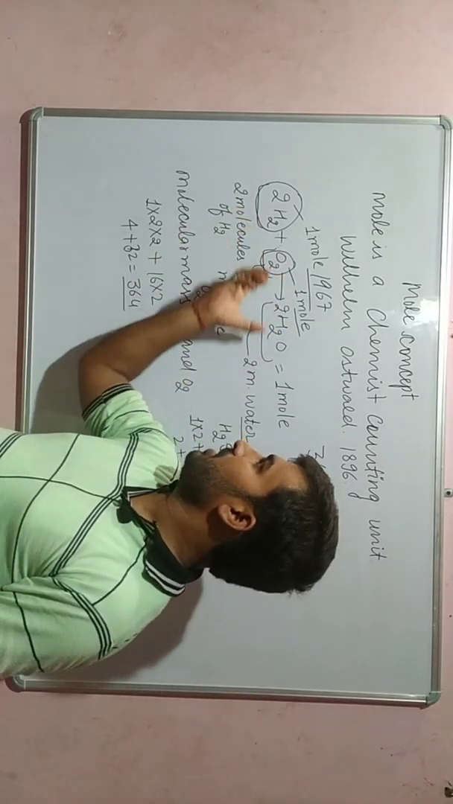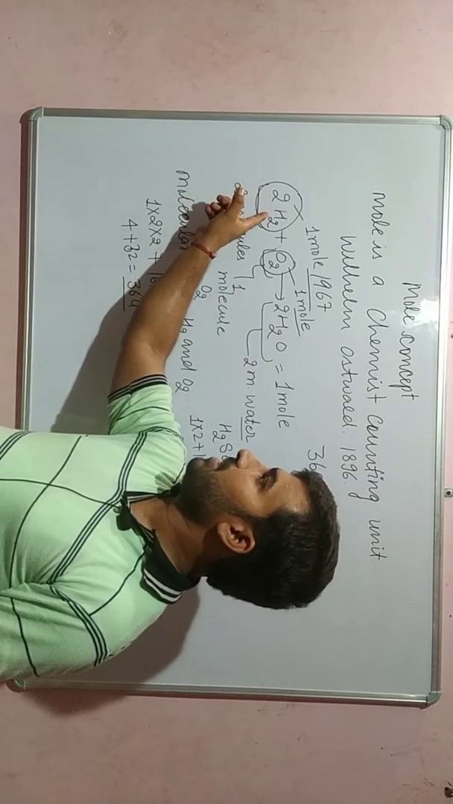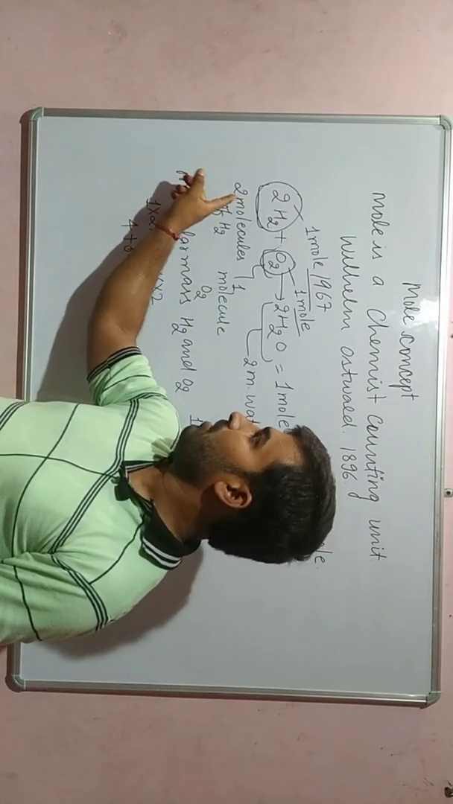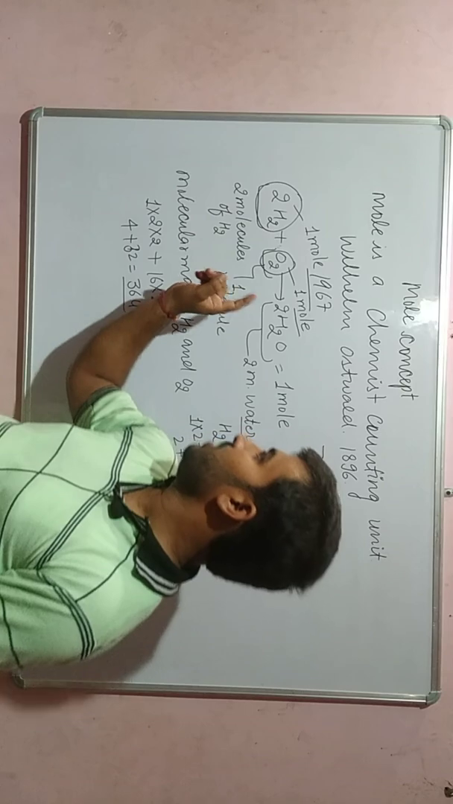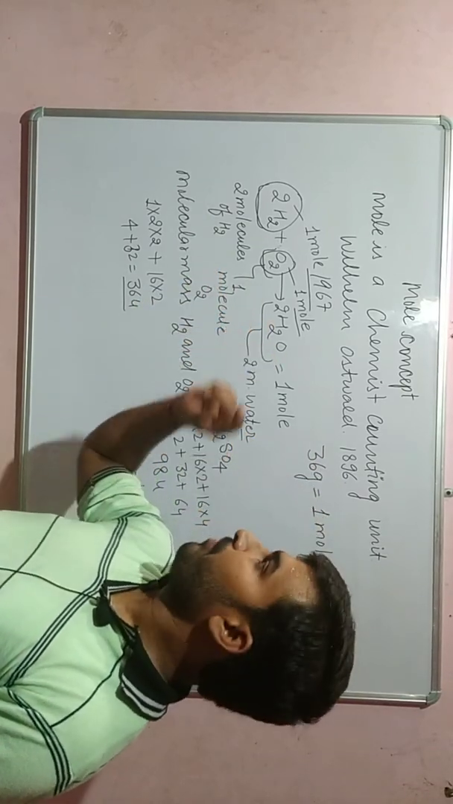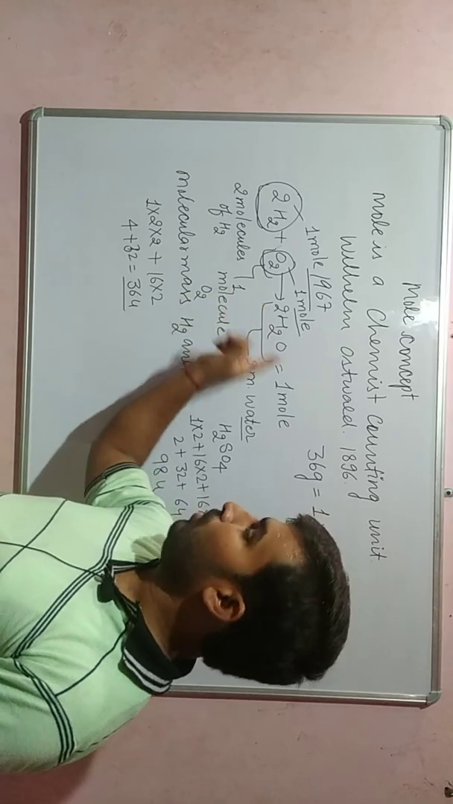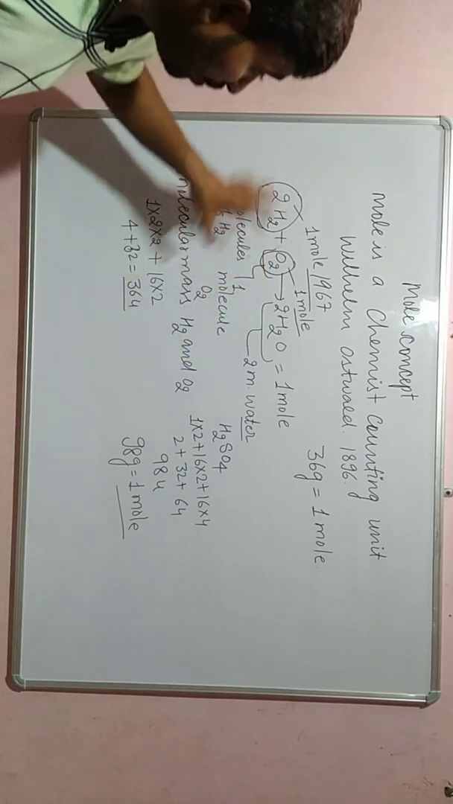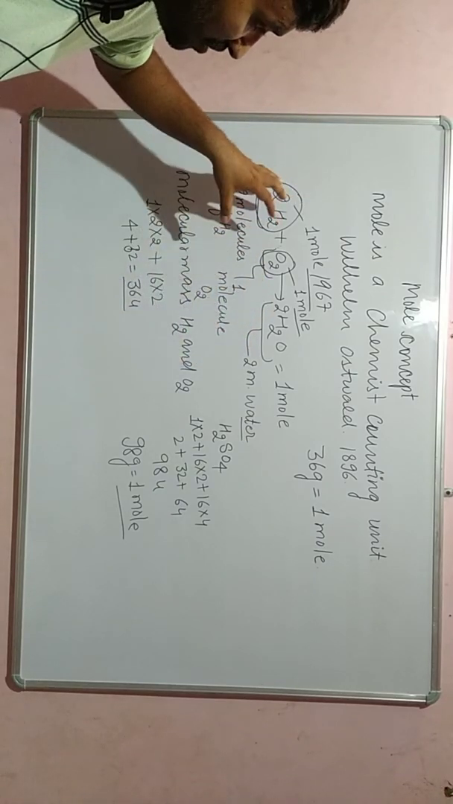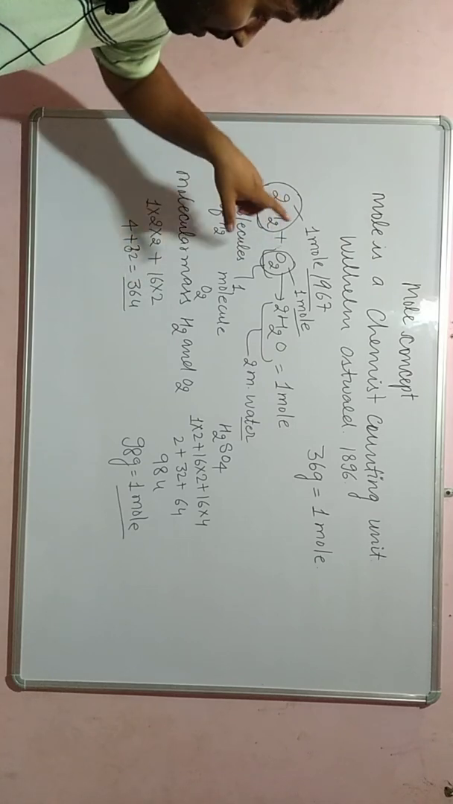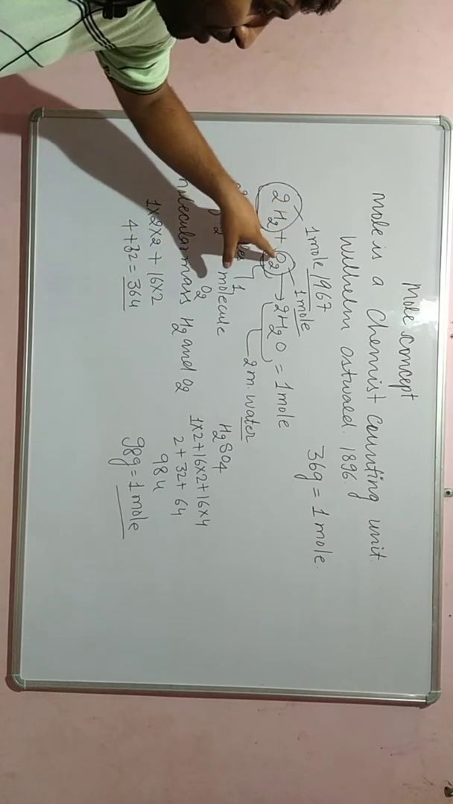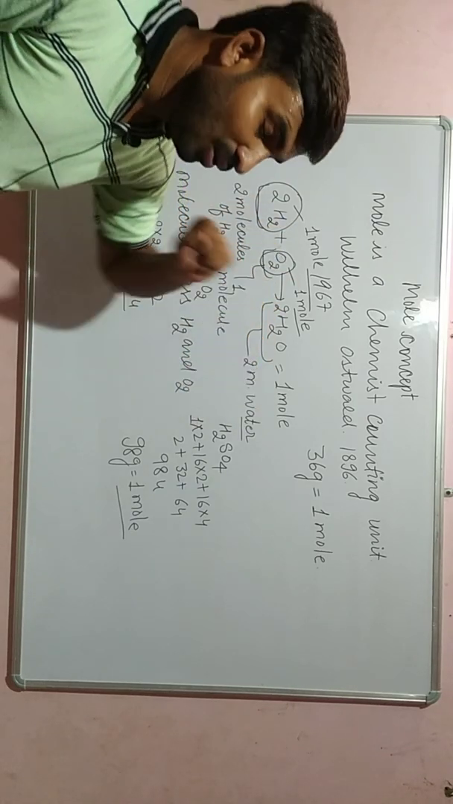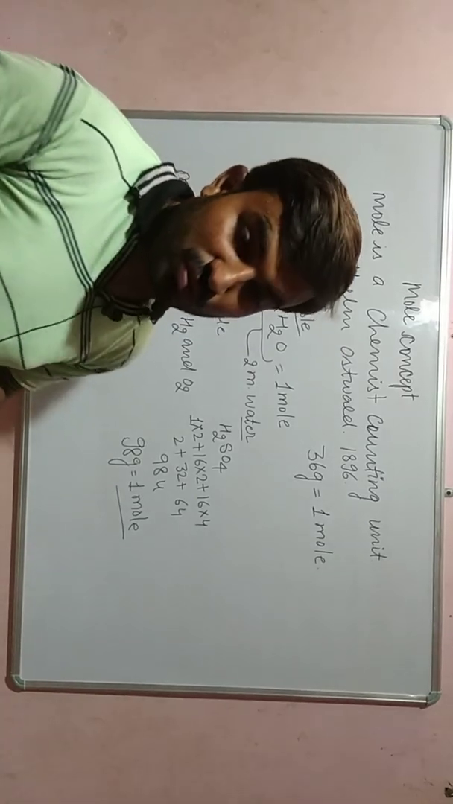Here 2 molecules of hydrogen combine with 1 molecule of oxygen and form 2 molecules of water. It means 3 molecules are there and 2 molecules are made. So there is a difference, but in mole there is no difference between these concepts, whether atoms or molecules. Hydrogen also has 1 mole, oxygen O2 also has 1 mole, and 2H2O also has 1 mole. So water molecules also have 1 mole.